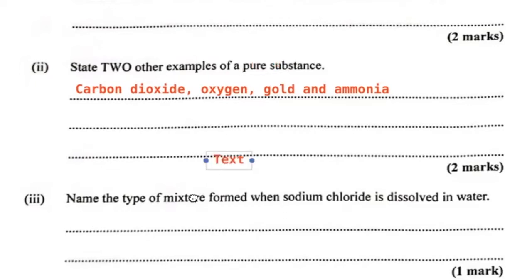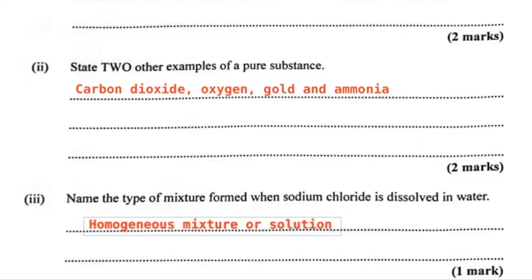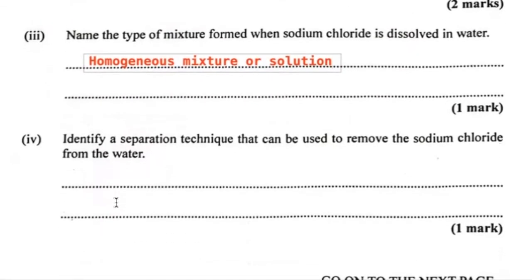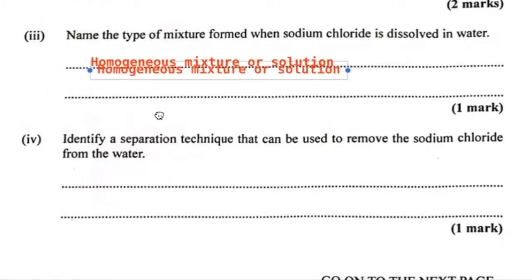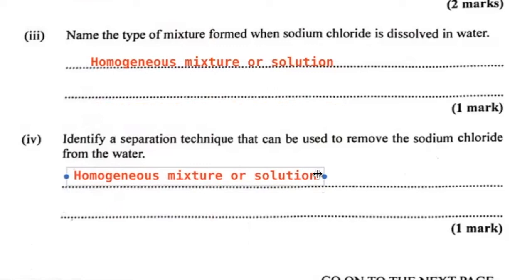Name the type of mixture formed when sodium chloride is dissolved in water. There are two ways we could approach this. Either would be correct. We could say it's a homogeneous mixture, or we could call it a solution. Solution is a homogeneous mixture. Those would work. Then we're now at part 4 that asks us to identify a separation technique that can be used to remove the sodium chloride from the water.